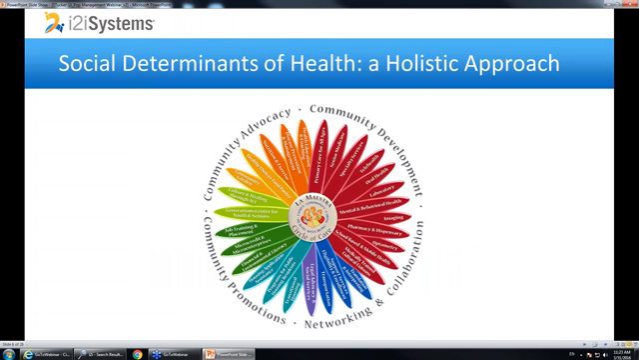So we know that poverty limits access to good healthy foods and safe neighborhoods, and that more education is an indicator of better health. We know all that. But how do we approach that? What do we do? So here at La Maestra, we have a unique approach to leverage the social determinants of health, and it has been very successful.